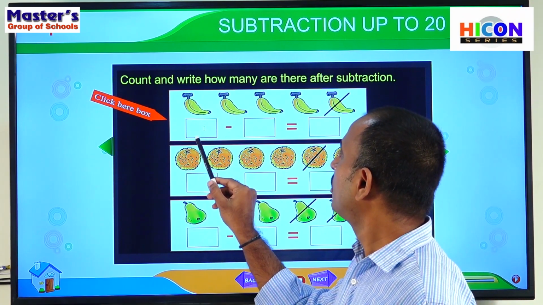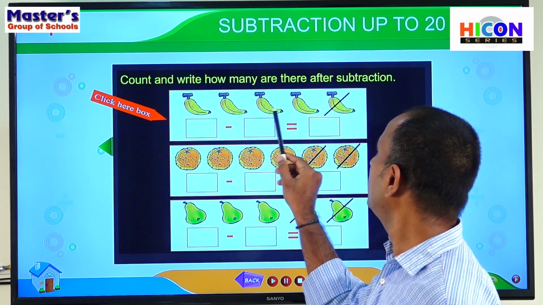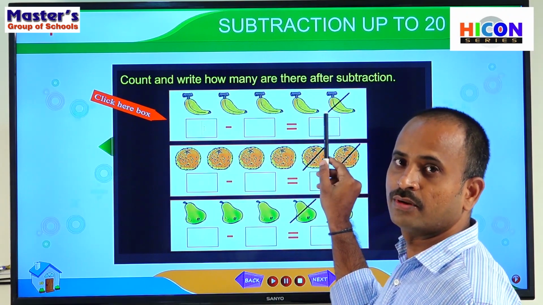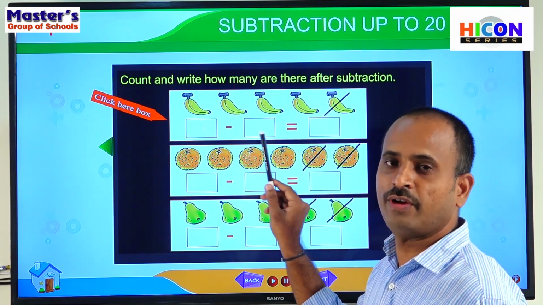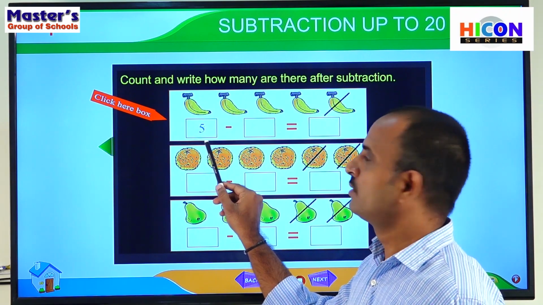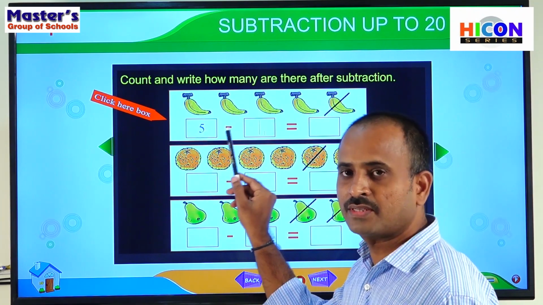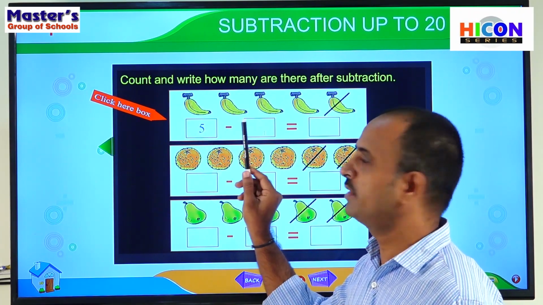So in the first box, how many bananas are there? So 1, 2, 3, 4, 5. So total how many bananas are there? 5 bananas. So write 5 in the first box. So 5 represents, in the subtraction, the first number, the total number of objects given.